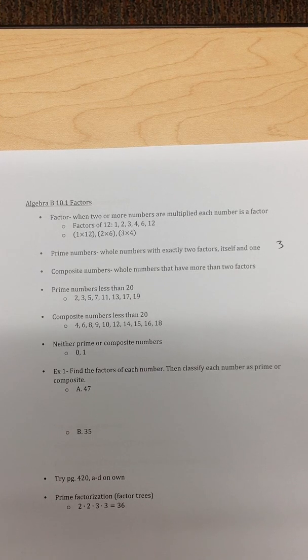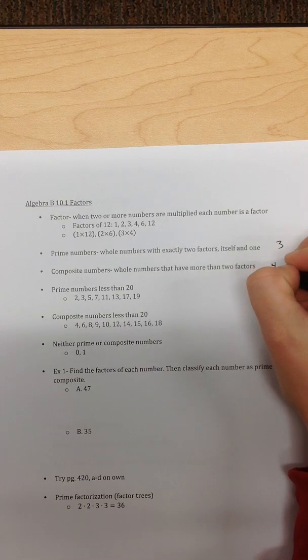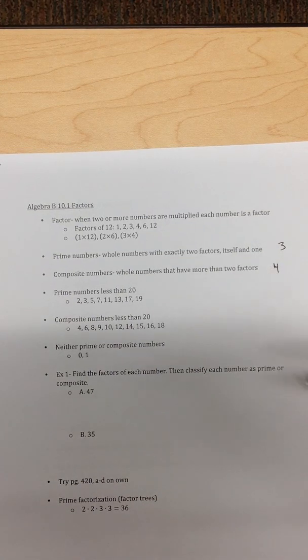Composite numbers are the opposite of that. So composite numbers are whole numbers that have more than 2 factors. So like 4. We know we could take 1 times 4 and get 4, but we could also take 2 times 2 and get 4. So 4 would be a composite number.